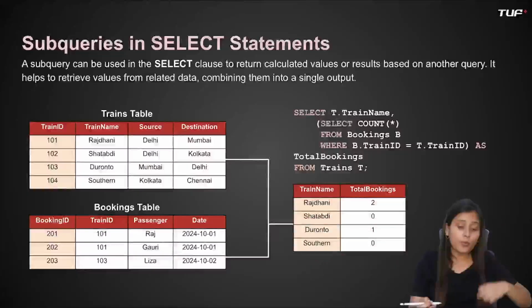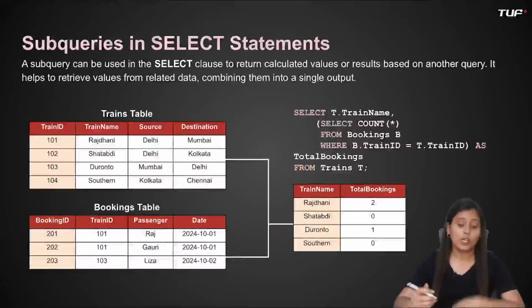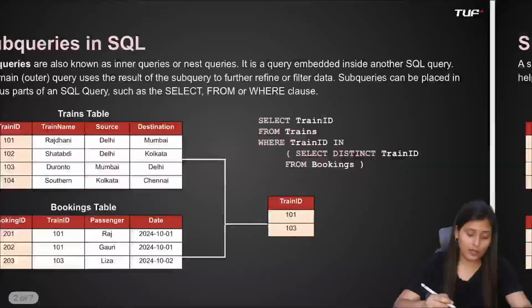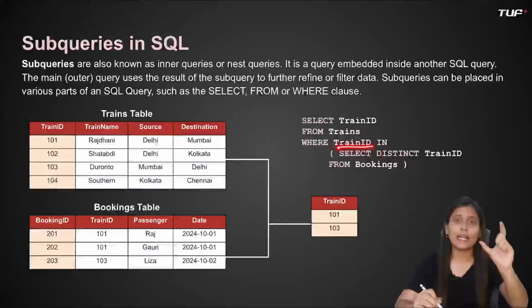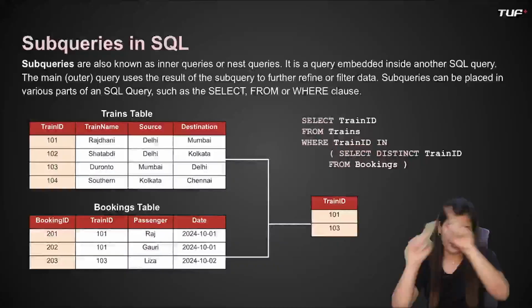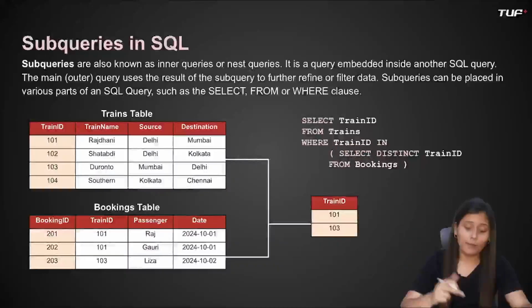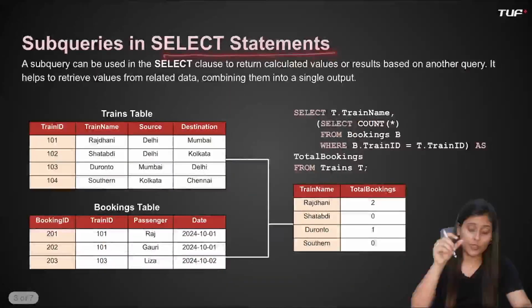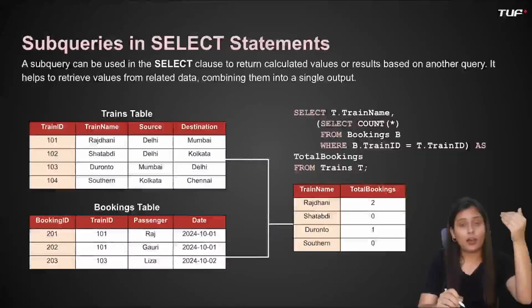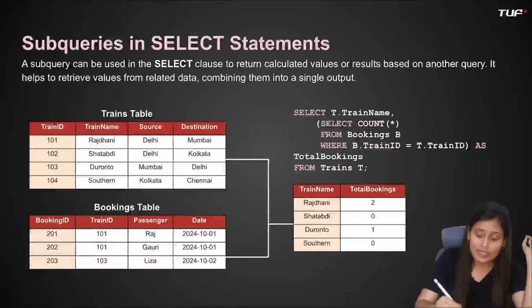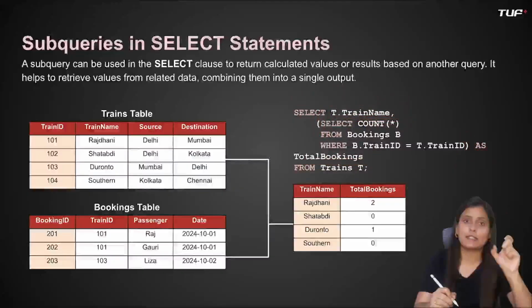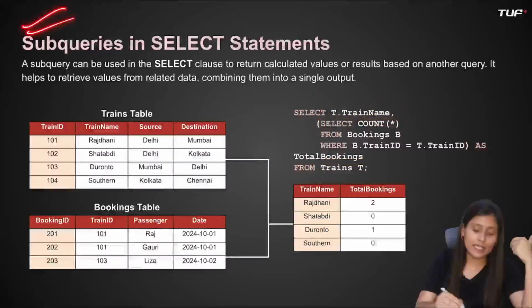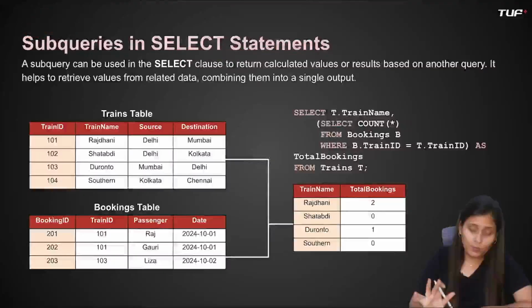So that's what subqueries in the select statement means. In the previous query, for the condition we wrote that the train ID should be in the result of that subquery. But here you can also create a subquery in the select statement itself. When we were selecting the column names, you can see train name and this column name, we created a subquery in the select statement itself. So that's what it means, subqueries in the select statement. I hope that much is clear.